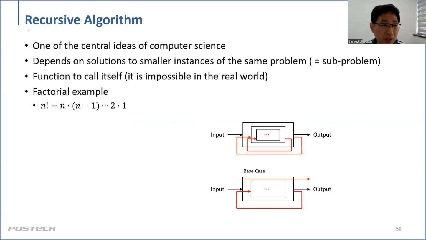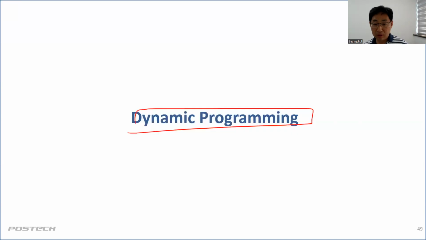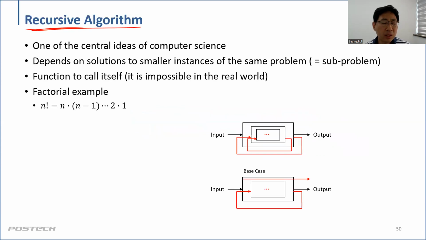So recursive means that, okay, this one has nothing to do with all the materials that we learned so far. It's a totally different topic. So I'm gonna move to this topic to explain dynamic programming, and then I'm gonna come back. It's one of the central ideas of computer science, and it depends on the solutions to smaller instances of the same problem. I'm gonna say sub-problems.